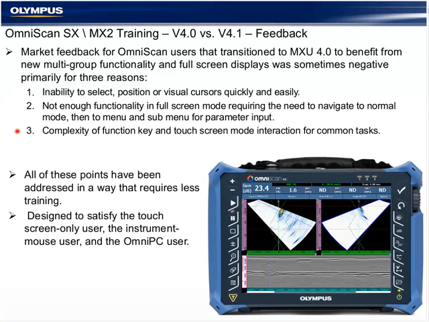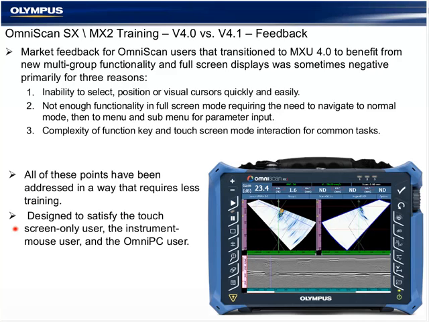touchscreen only user, like field work that a typical inspector would do, instrument and mouse user, which is typical of the training academies and people that work in labs or inside and don't move the OmniScan around a lot, and people who just don't like using the touch screen for whatever reason. And the OmniPC user, where a keyboard and mouse is available all of the time.